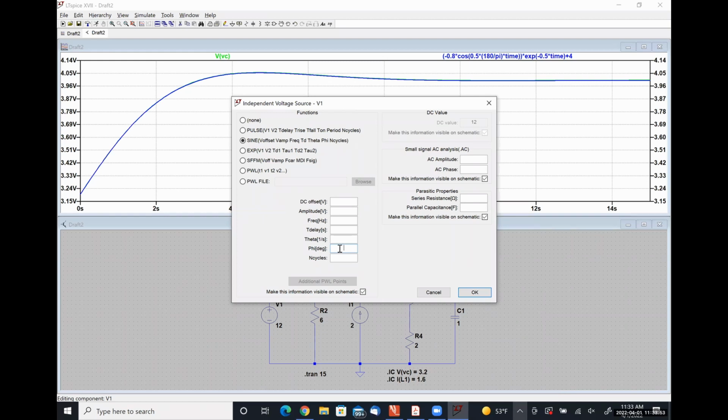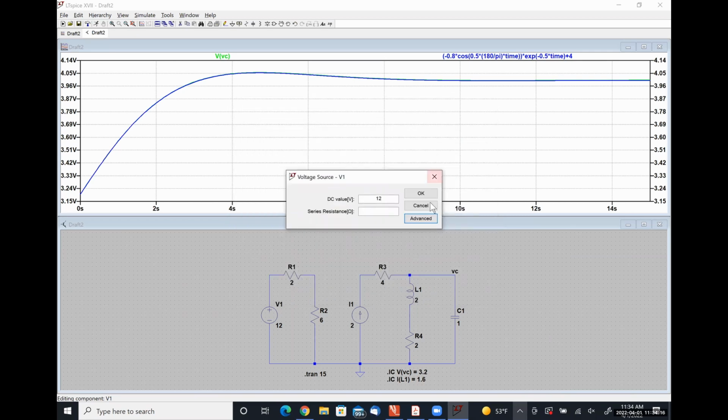Theta here has units of 1 over s, but I'm honestly not sure what s is. I believe it's seconds, because the delay time is absolutely measured in seconds. I'm not sure what this parameter actually does. But if you want to change the phase angle, it's definitely phi. Okay, so let me cancel this out.